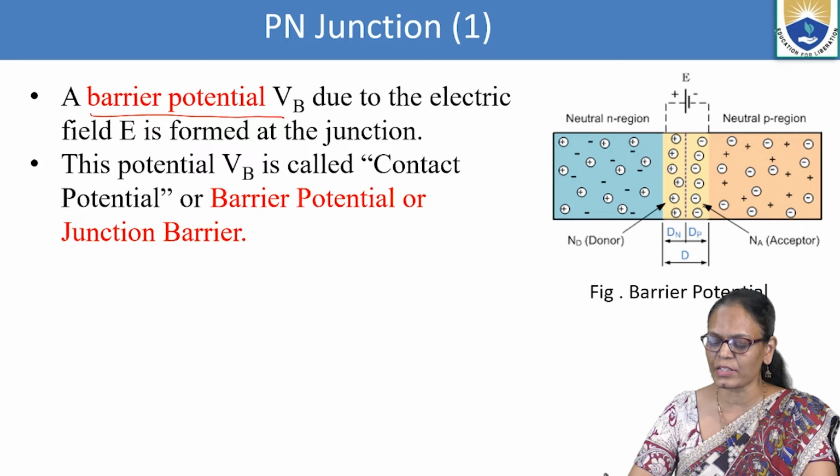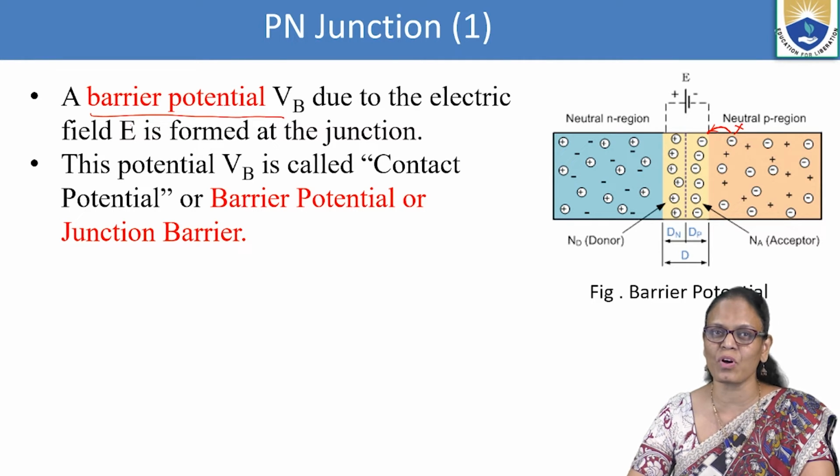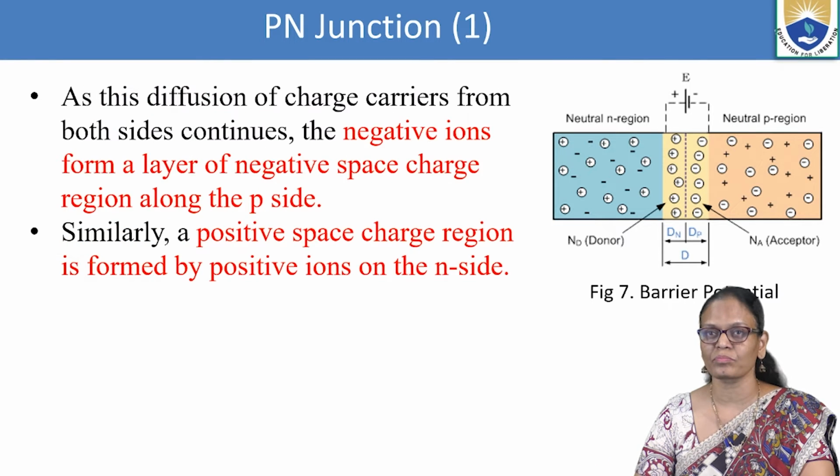Because of these negative ions, the further movement of electrons is stopped. So if electrons have to move, they'll have to overcome this barrier and go. Otherwise, they cannot move forward. So there is a barrier that is formed which stops the further movement of electrons and holes onto the other side.